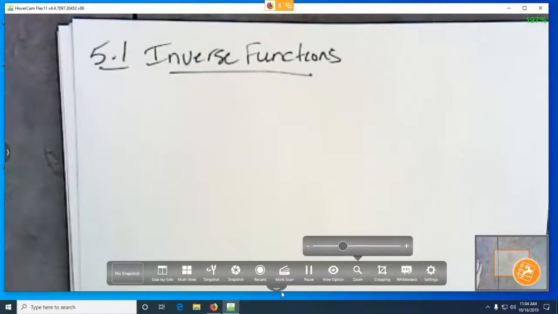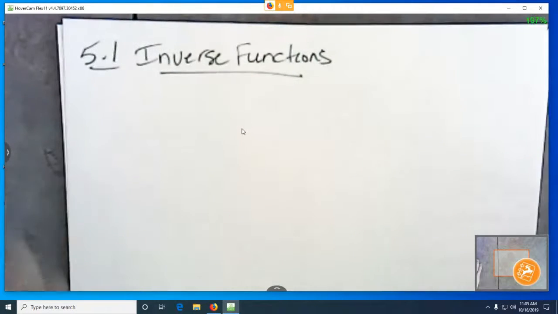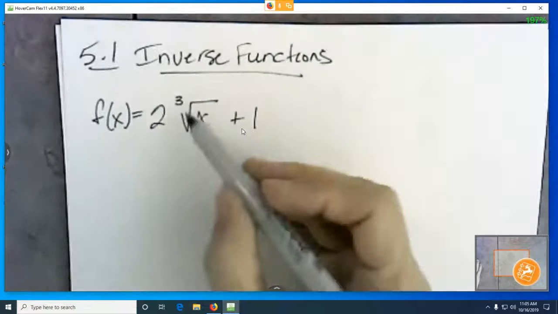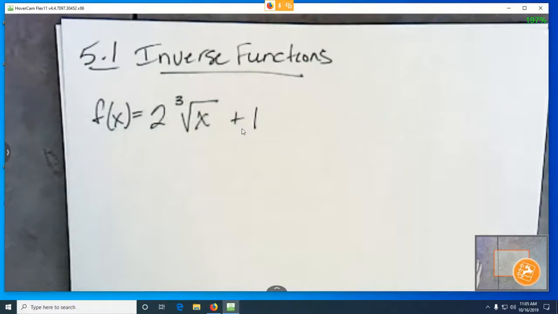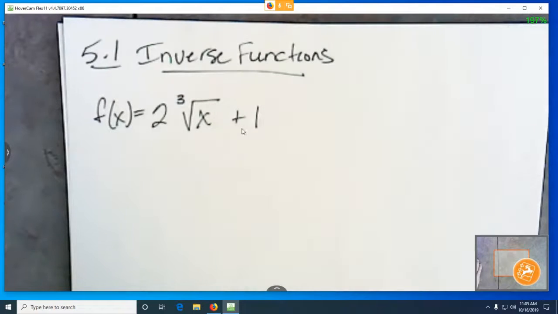We're starting this new unit, and the first thing we're going to talk about in this one is inverse functions. So this is really going to go back to what we talked about at the beginning of the semester about basic ideas about functions. We're going to start out with this function, 2 times the cube root of x plus 1. So some different things we can look at with this one are, for example, the domain and the range.